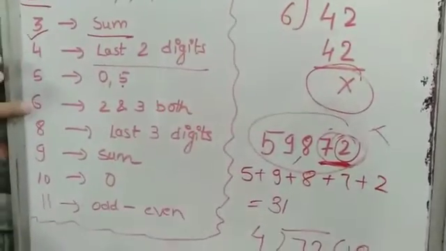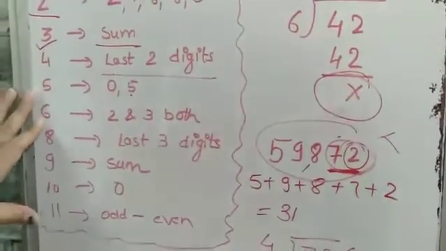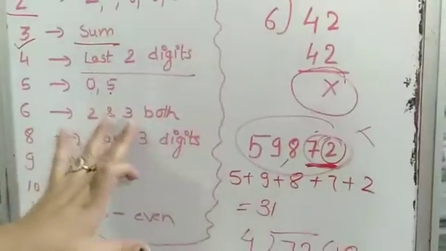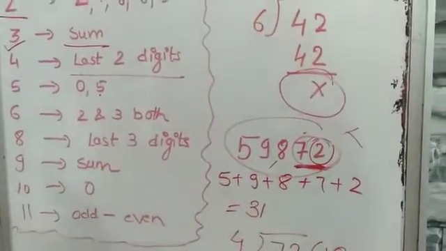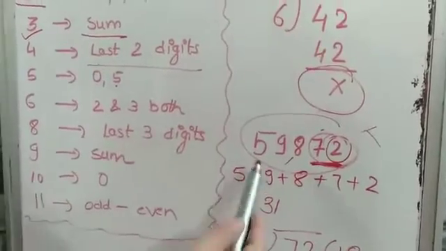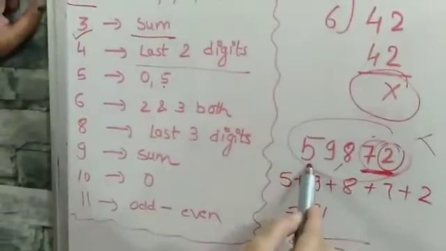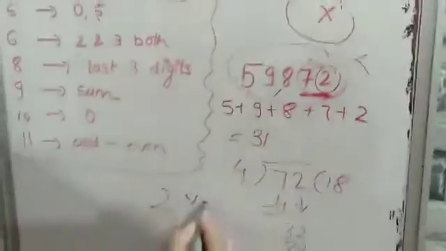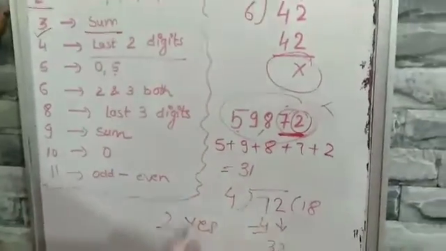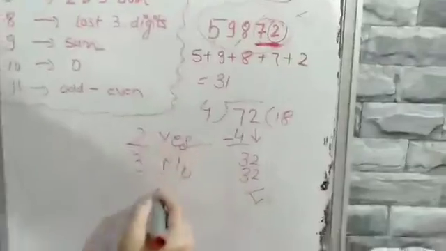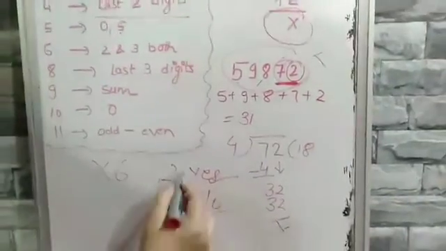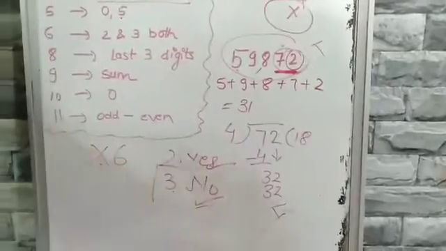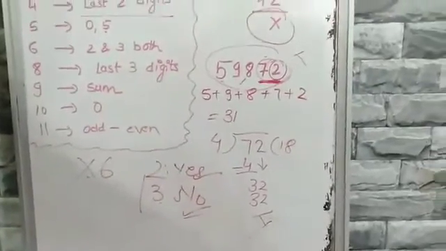Coming to the next, 6. If we find the factors of 6, you will get 2 and 3. So, if the given number is divisible by both 2 and 3, then only it will be divisible by 6. Same example, it was divisible by 2, that means okay. For 2 it is yes. But it was not divisible by 3, that means no for 3. If it is divisible by 2 but not by 3, it will not be divisible by 6. If both conditions are yes, then only yes will come for 6 also.